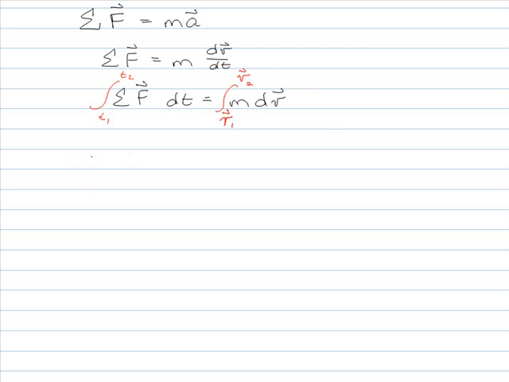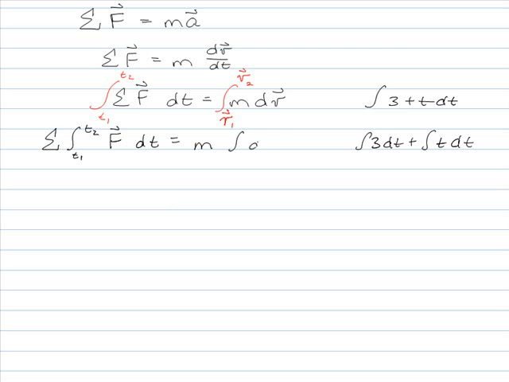The integral of the sum is the same thing as the sum of the integrals, right? If I integrate 3 plus t dt, that's the same thing as integrating 3 dt plus the integral of t dt. That's just a fancy way of saying I can pull this summation sign out. It equals m, which is constant, times the integral of dv. That's just like integrating dx, it's x, right? So it's going to be v evaluated from v1 to v2.